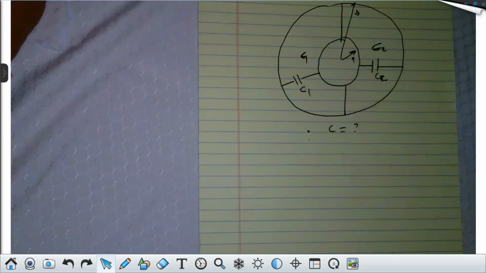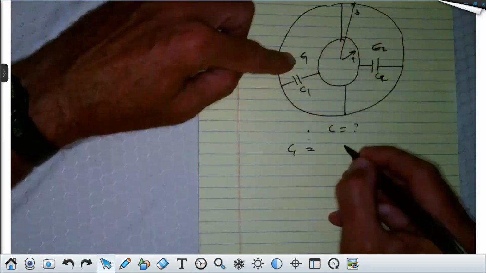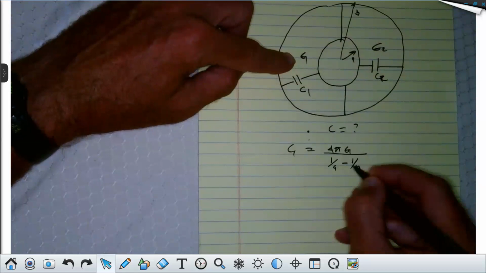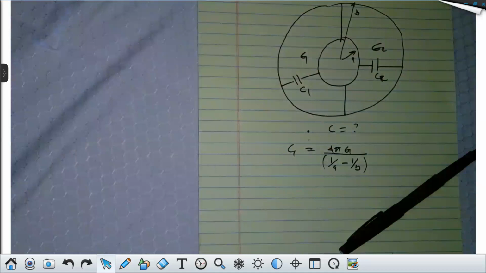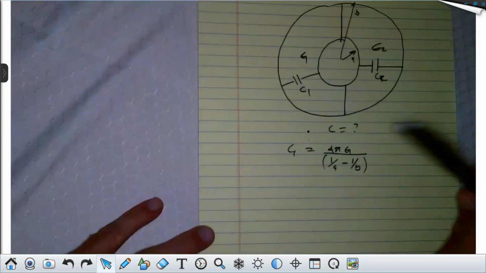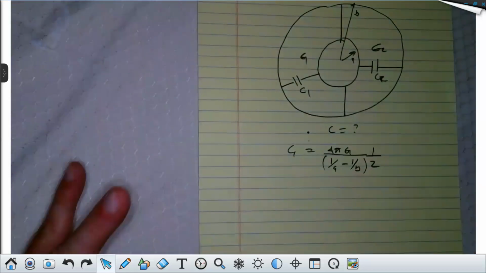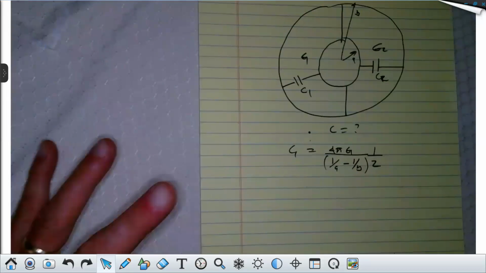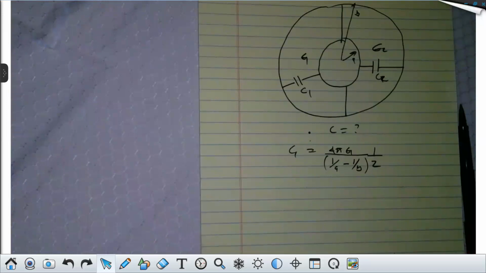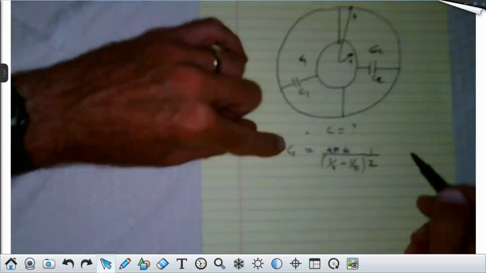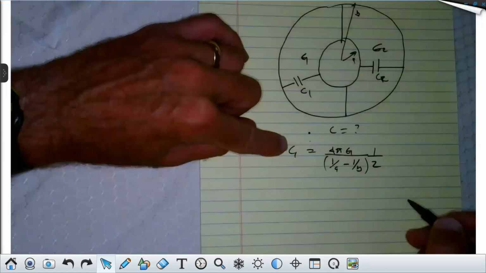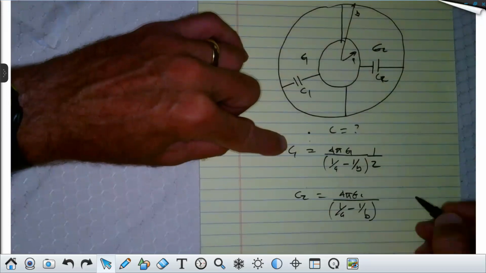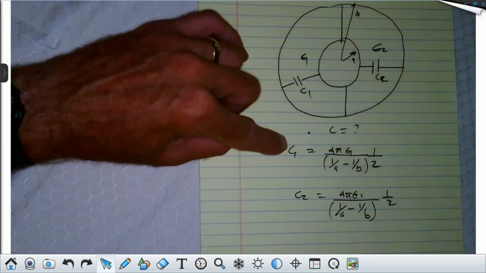All right, let me ask you this. Suppose the whole thing had epsilon 1 in it. What would C1 be? It would be 4 pi epsilon 1 over (1 over A minus 1 over B), correct? But it doesn't have a full surface. It has only one half of the area of the plate. So if I divide this by 2, doesn't it make sense that would be the capacitance C1? By the way, if the surface area of C1 was only 1/4 the surface area of a complete sphere, then you would divide it by 4. But it's divided by 2 here because exactly half has epsilon 1, half epsilon 2. All right, what is C2 going to be? Well, it's 4 pi epsilon 2 over (1 over A minus 1 over B), times 1/2. Do you agree?